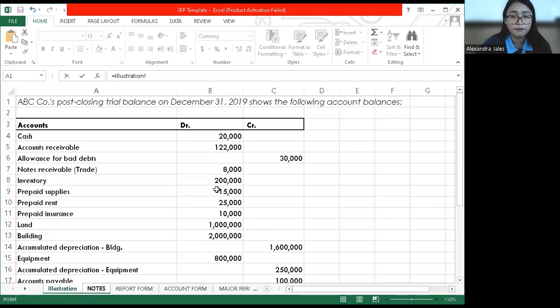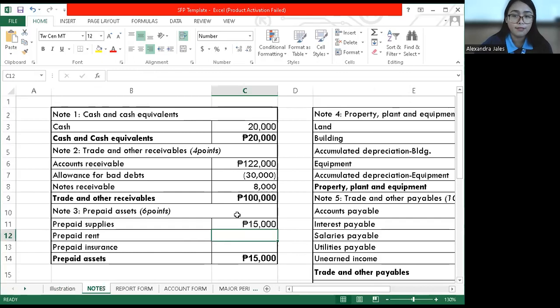So we have 15,000, and for your prepaid rent, these are examples of prepaid assets. Clear, students? This is still under your assets. But of course, this is prepaid.